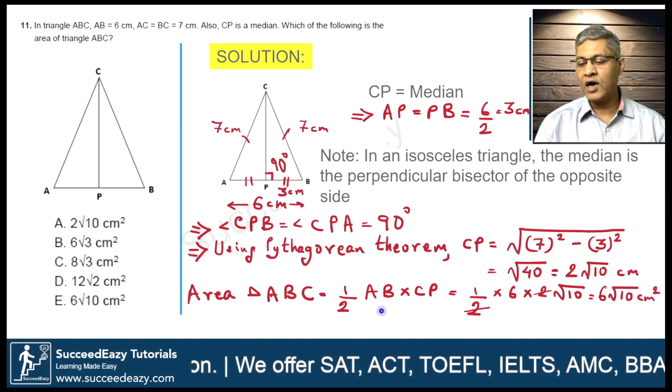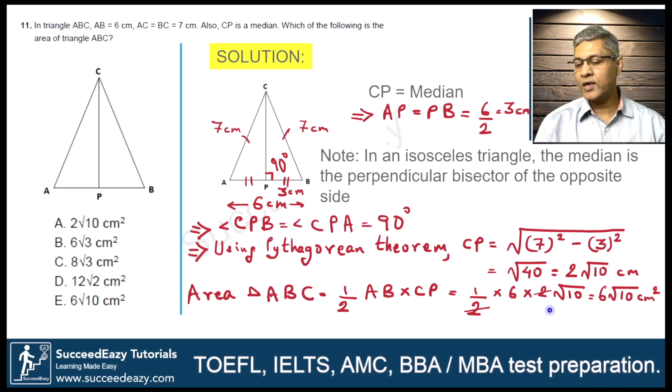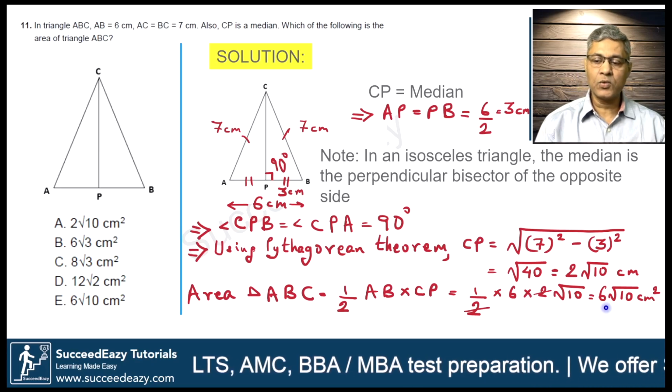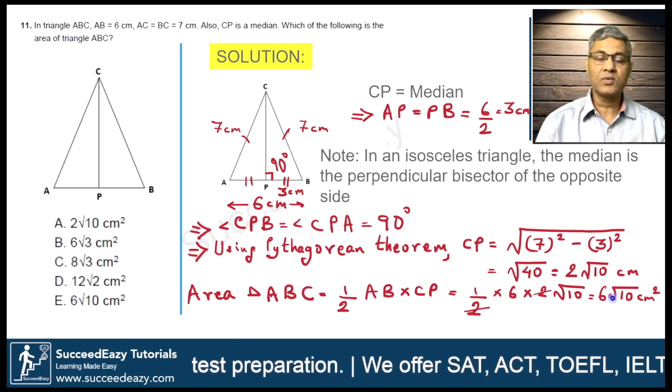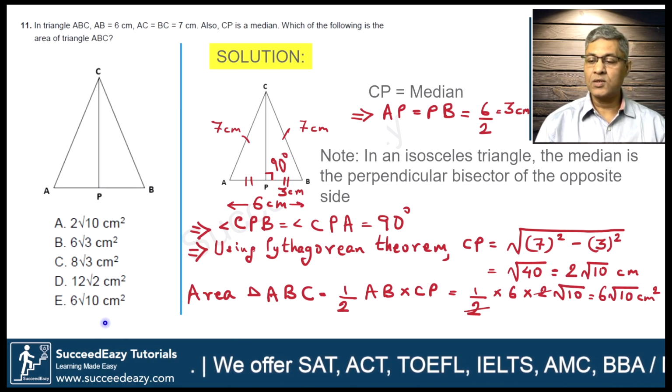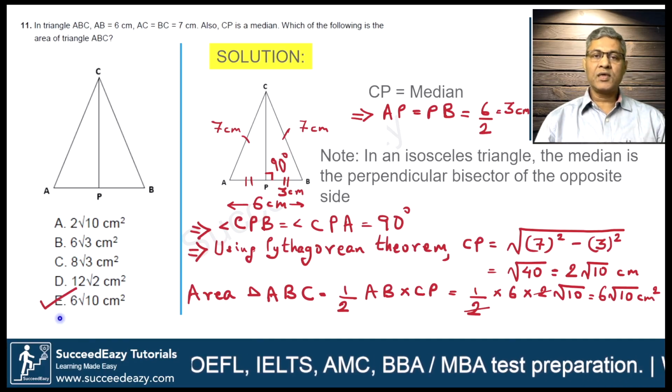So area will be half base into height, that means half into 6 into 2 root 10. The 2s get cut, what you are left with is 6 root 10 centimeters square. Area is always, the unit is square, right? So 6 root 10 square centimeters is option choice E. That's our final answer for the 11th question.